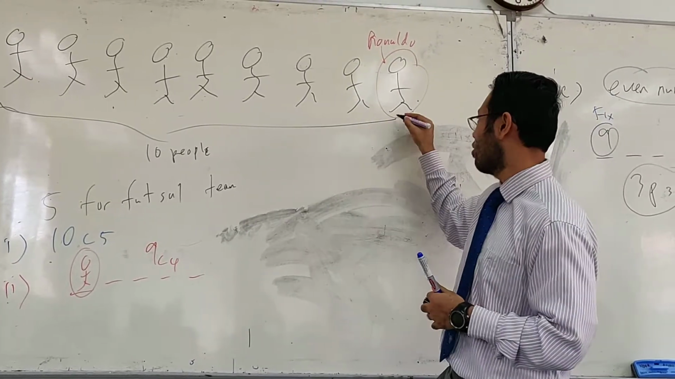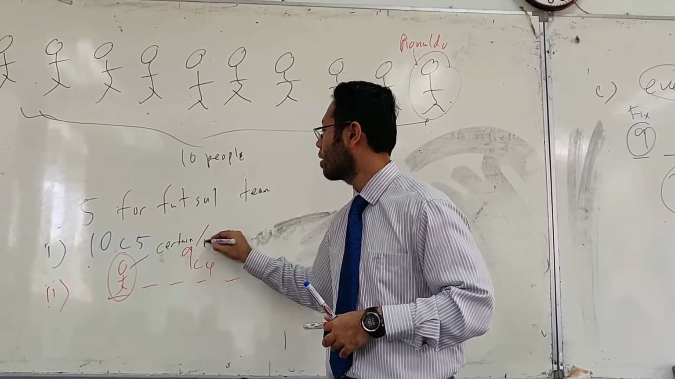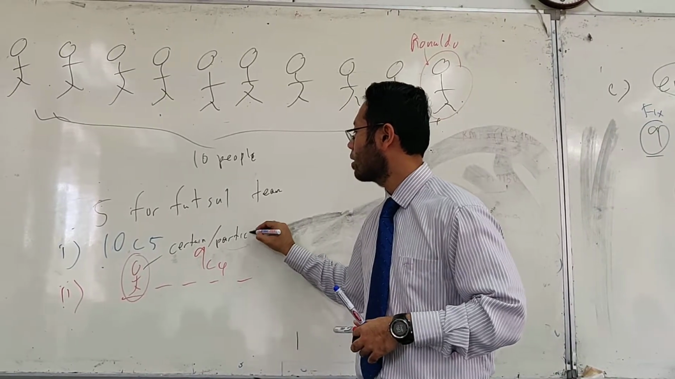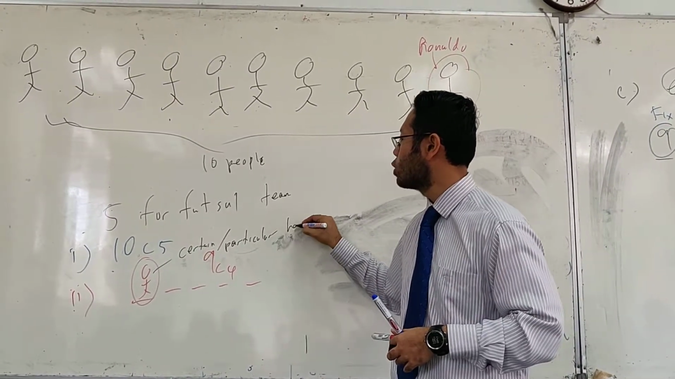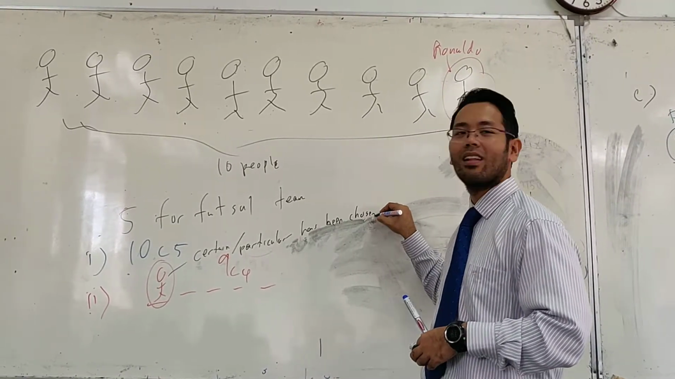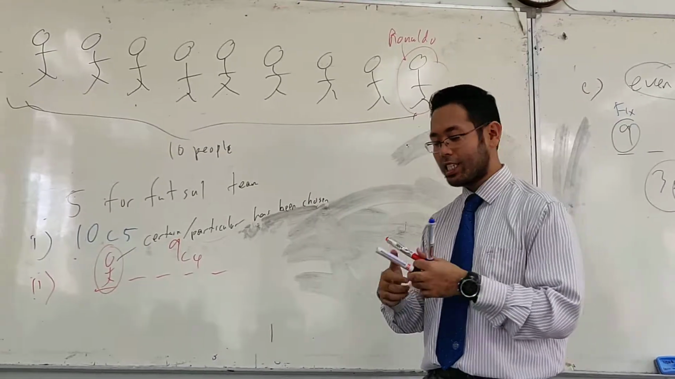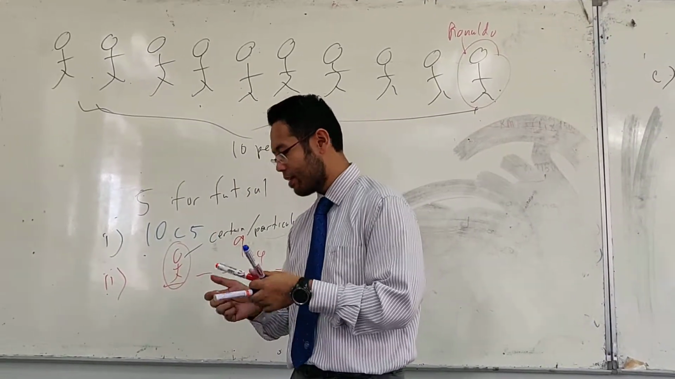Okay, certain or particular. A certain particular person has been chosen. Something like this. Are you okay? Yes. Alright, now let's try another case, which is your question number 8C.